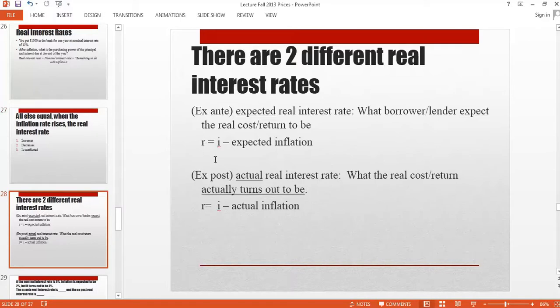On the other hand, expected inflation and actual inflation almost never match up. Reality almost never exactly matches up with people's expectations. So the ex post, or after the fact, actual real interest rate is we take the nominal interest rate and subtract off the amount of inflation that actually occurred.